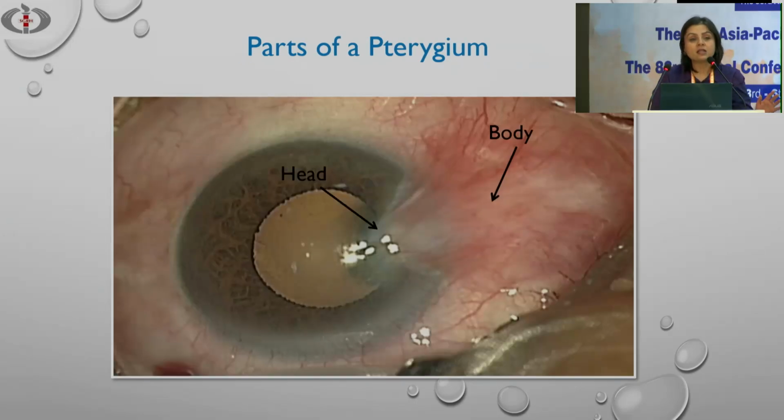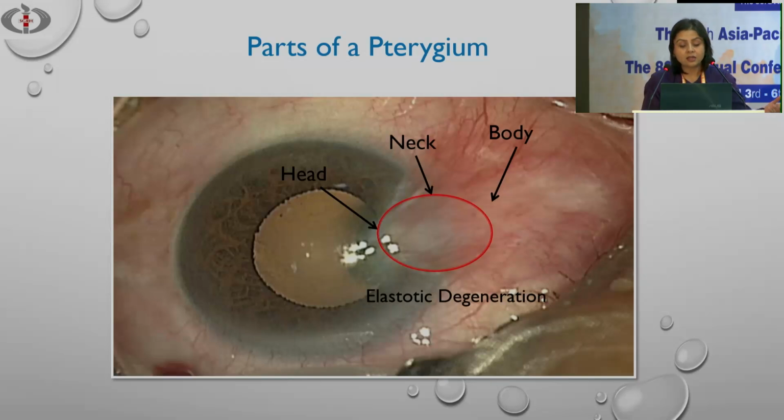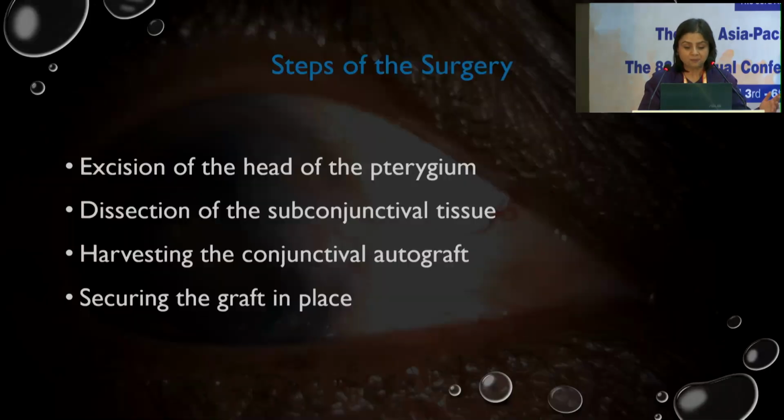Next, to understand the surgery better, let's discuss what are the different parts of a pterygium. We have the head of the pterygium, which overlies the cornea. Then we have the body of the pterygium, which is basically the part which overlies the conjunctiva, and the junction between these two is called the neck of the pterygium. All this whitish degenerated tissue that we see here is actually the elastotic degeneration, and sometimes you will even see pigmentation around the neck, and this is the part that needs to be excised. So we nick at the neck of the pterygium.